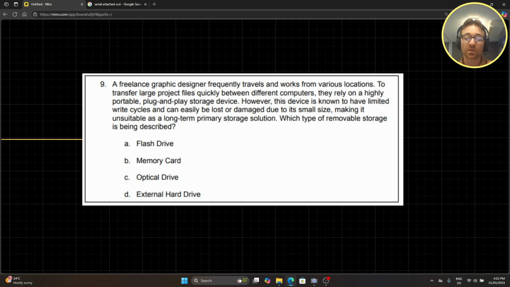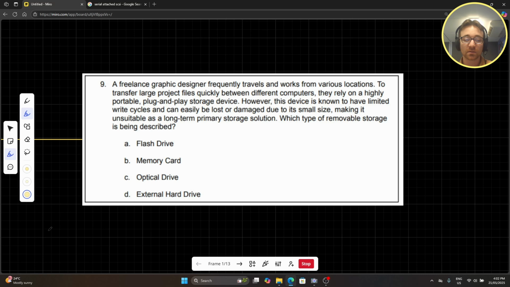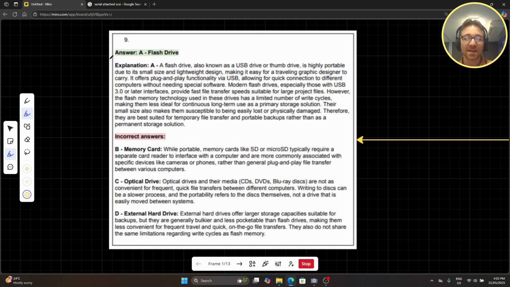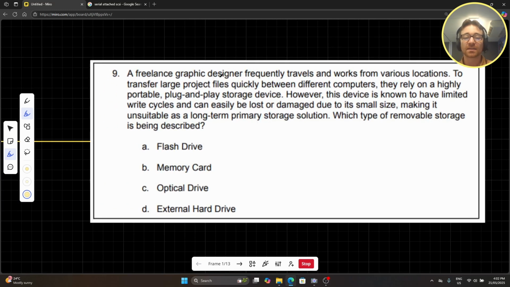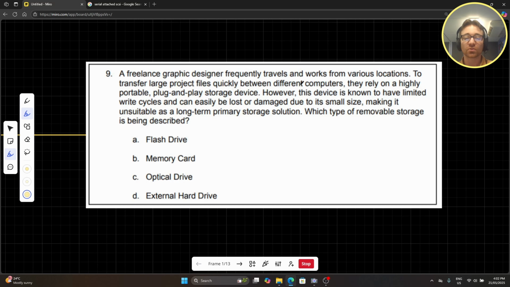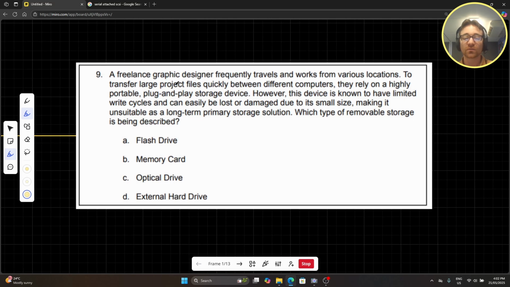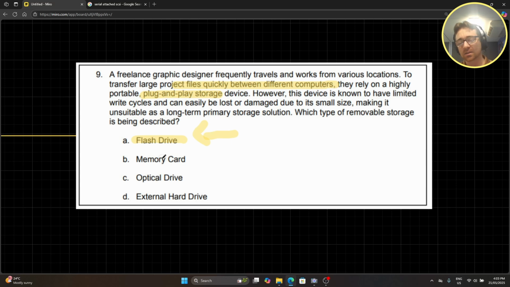Pause the video if you need more time. Your answer in 3, 2, 1. Okay. The answer is A, flash drive, guys. There's a few giveaways here. It says that he wants to use this to transfer projects between different computers. Generally, that's going to be a flash drive. That's a common use for a flash drive, or a USB. But also plug and play storage device. That is indicative of a flash drive. You might think, oh, memory card was pretty plug and play, but not a lot of computers these days have an SD card slot or a memory card slot.